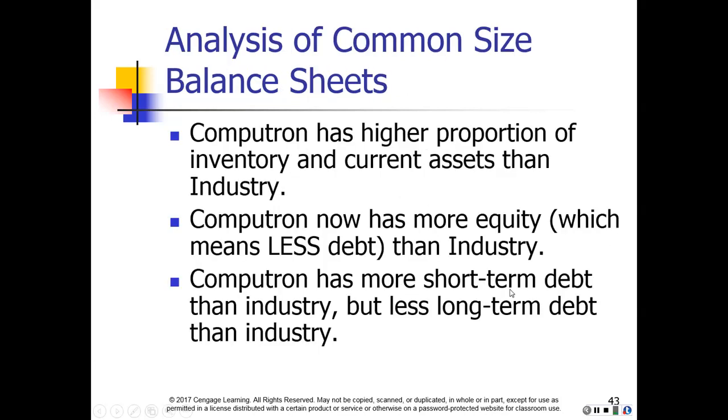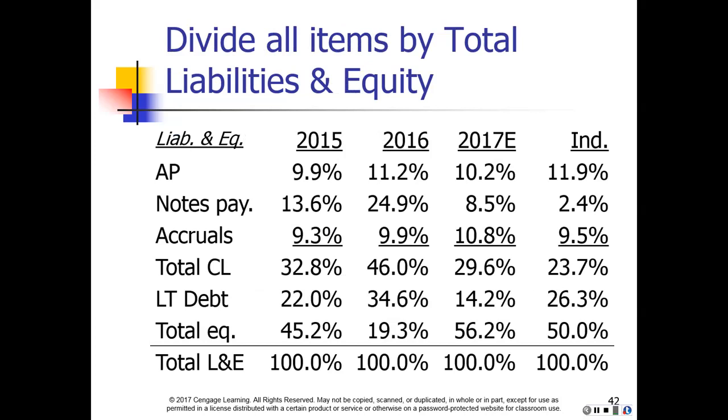Computron has more short-term debt than the industry, but less long-term debt than the industry. So we can see that again, long-term debt is 14.2% compared to 26.3%, so it's a lot less. Whereas the short-term debt, which is notes payable, is 8.5% compared to 2.4% for the industry, so it's got more of that.